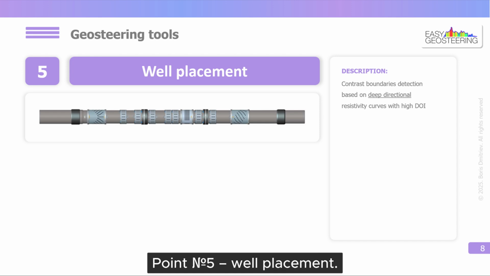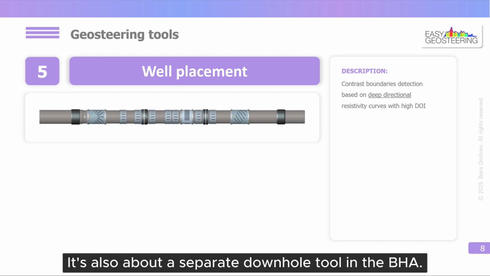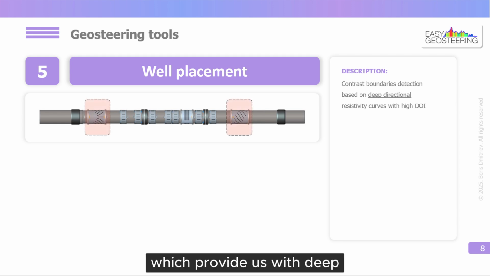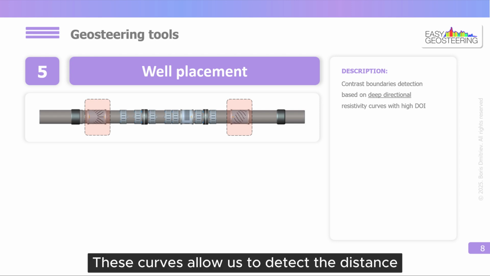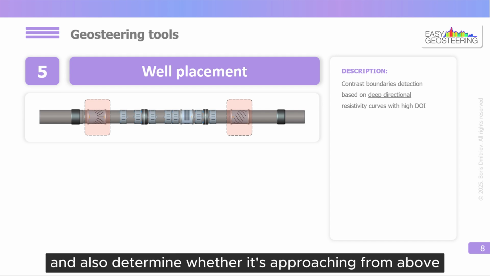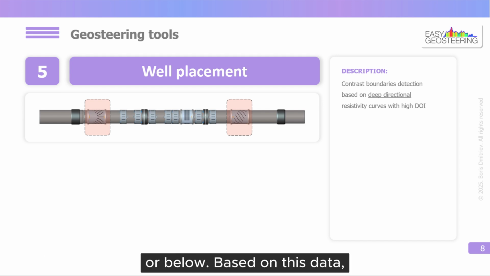Point number 5, well placement. It's also about a separate downhole tool in the BHA. This tool has special tilted receivers which provide us with deep directional resistivity curves with a high depth of investigation, about a few meters. These curves allow us to detect the distance to the non-reservoir and also determine whether it's approaching from above or below.